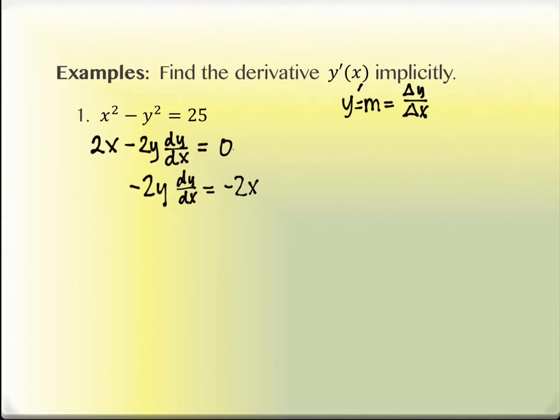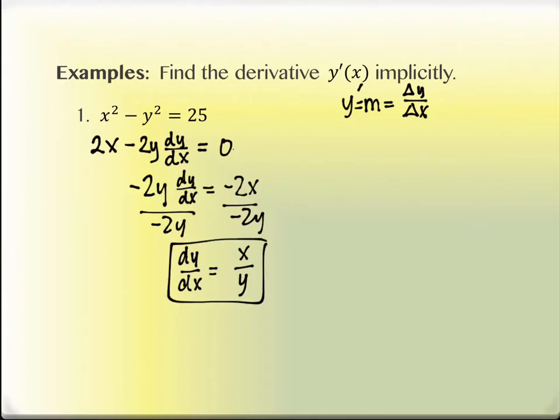And then, what do you suppose we'll do? Trying to get dy dx alone. Yeah, what was that, Hayden? Yeah, we'll just divide by negative 2y. So dy dx equals x over y, actually. Right? Because it reduces.